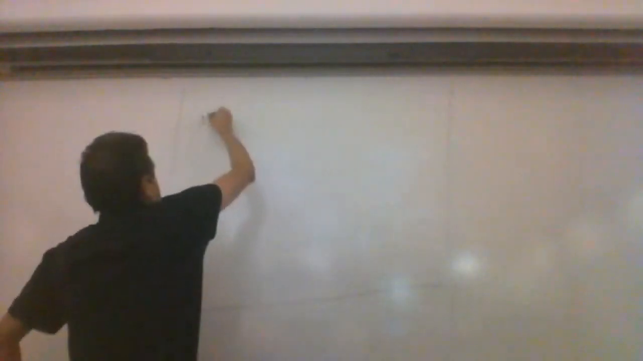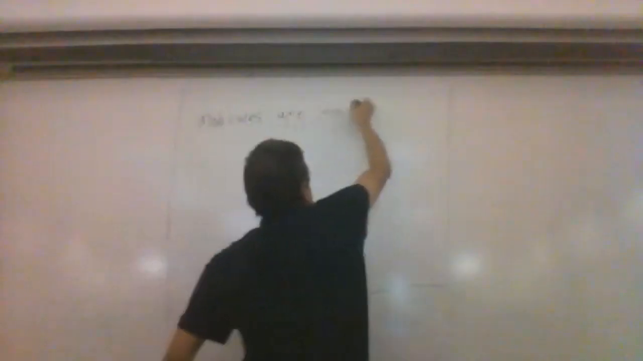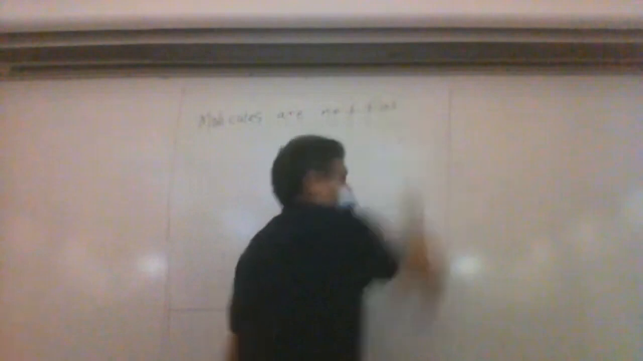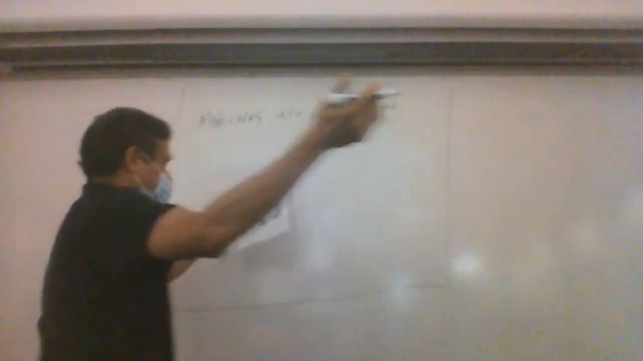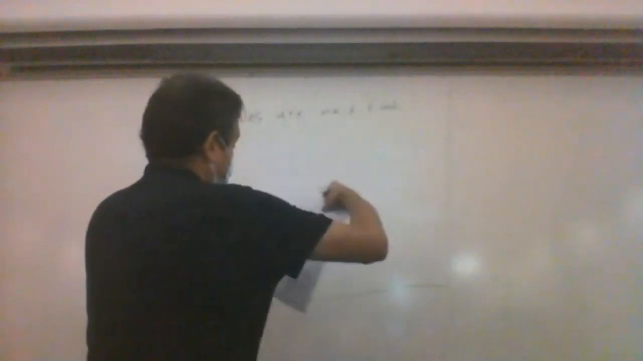What I'm saying here is the molecules are not flat. They don't look like this paper, they look like this book. You see that they have length, breadth, and height. So the molecules look like three-dimensional objects. They don't look like a simple paper. They are not two-dimensional.